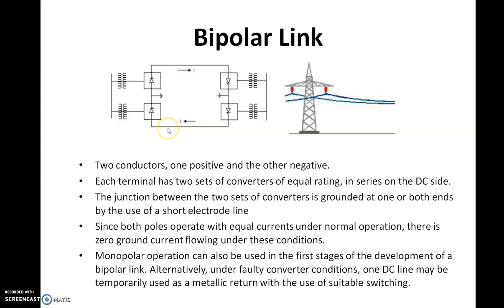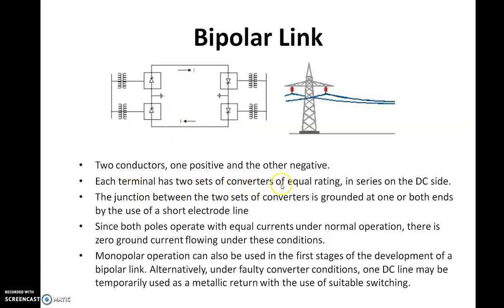Then the other classification of HVDC link can be a bipolar link. In the bipolar link, we use two conductors, one positive, another negative. So here you can see the bipolar link. The upper conductor can be called the positive conductor, and the lower conductor can be called the negative conductor.